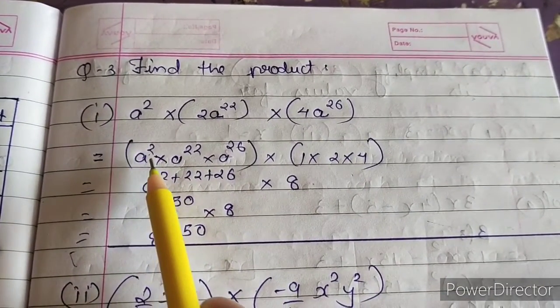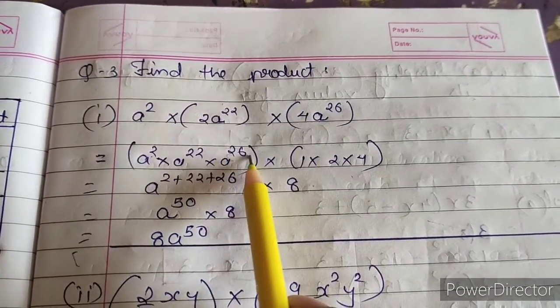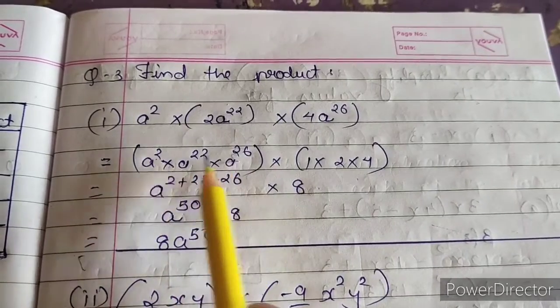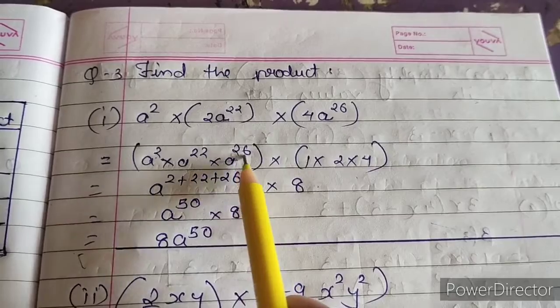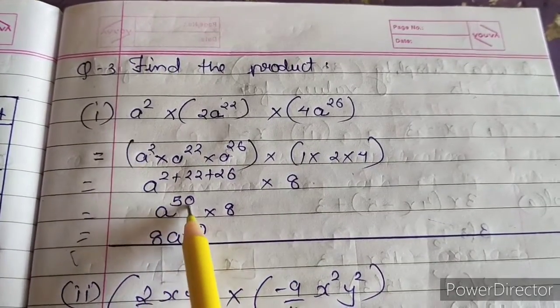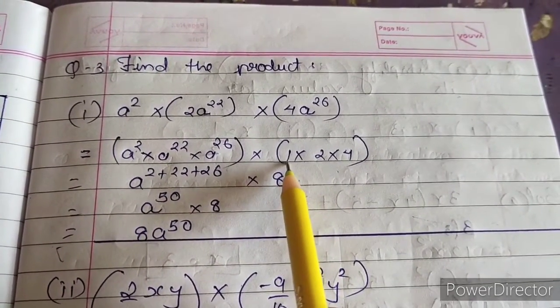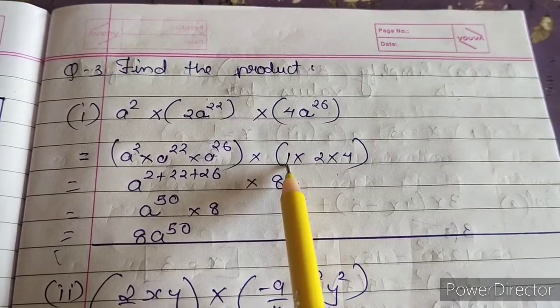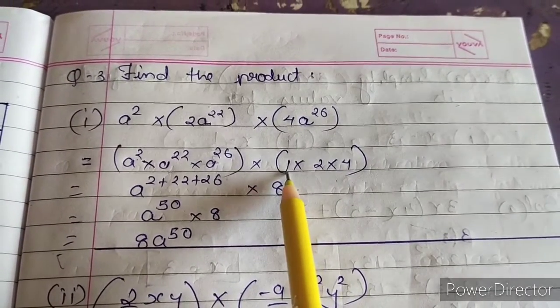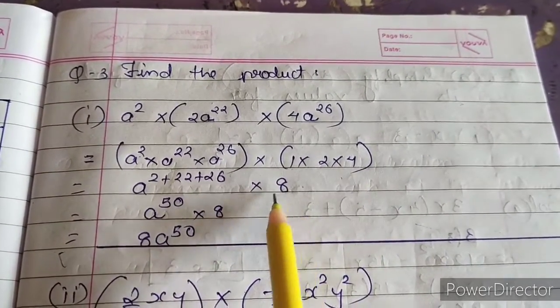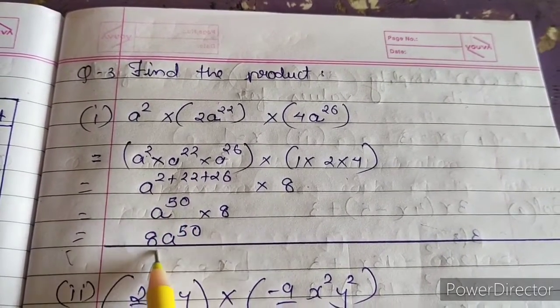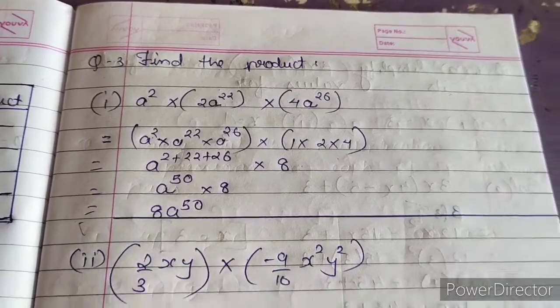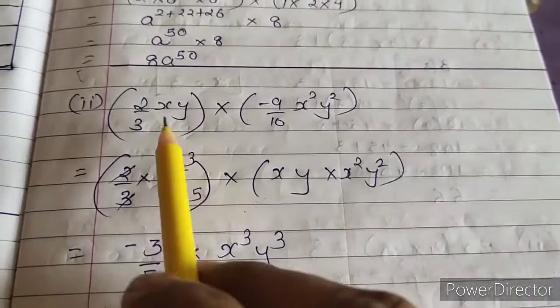Now here we just need to add the powers. Whenever the variable is in multiple form, we need to add the powers. 2 plus 22 is 24, 24 plus 26 is 50, that is a raised to 50. And here you have to multiply the coefficients, that is 1 into 2 into 4, that is 8. So your answer will be, when you multiply 8 with a raised to 50, 8a raised to 50. Let us see the next one.